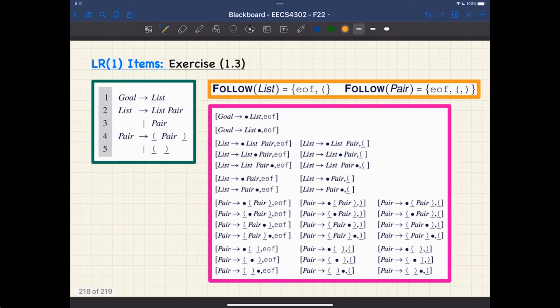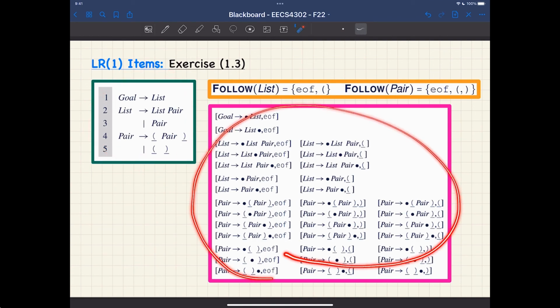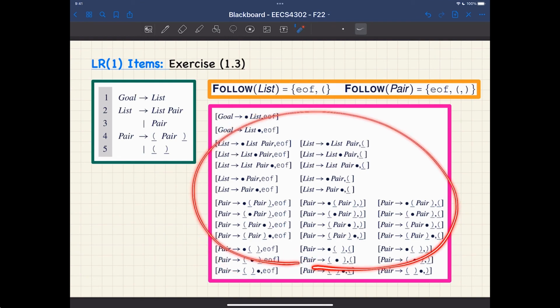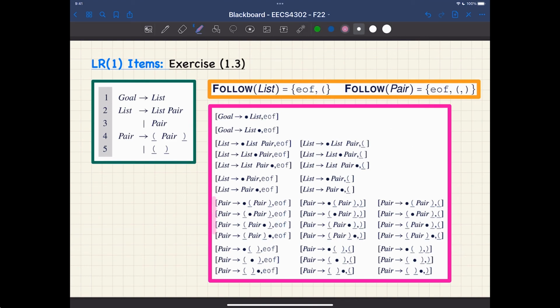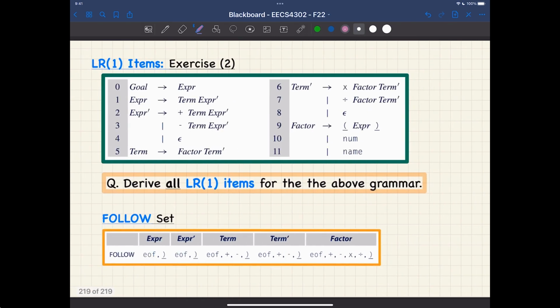For your exercise, you will have to compute, let's say, two exercises for you. Number 1, given this particular grammar, you want to derive all the LR1 items, and these are all of them. So you can try to convince yourself these are all the possible states for the parser. The answer is already there. For example, you can see this, this is what we just have done. Okay, make sure you get yourself convinced. That's exercise number 1.